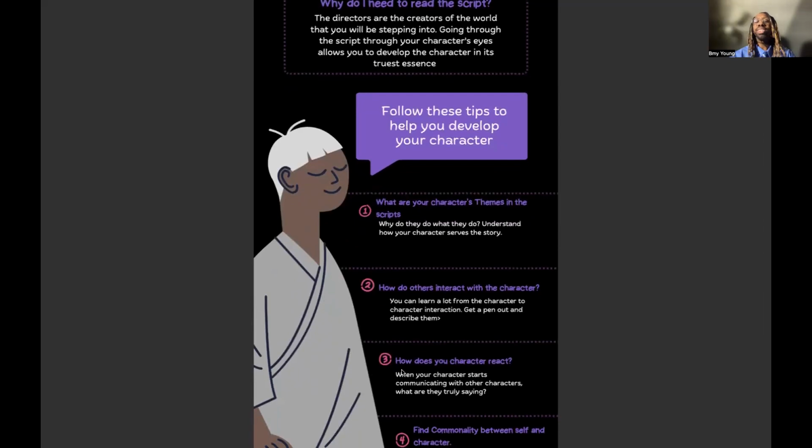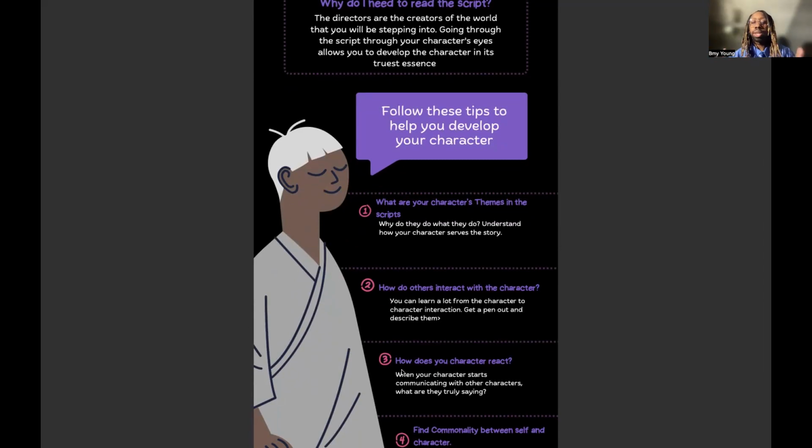Step one is find your character's themes in the script. So, in the scenes where your character is involved, find out what do they bring to the table? How are they serving the story? Are they an antagonist, protagonist? What is their response, so you can learn how to respond to said person? And so you want to understand why they do what they do.